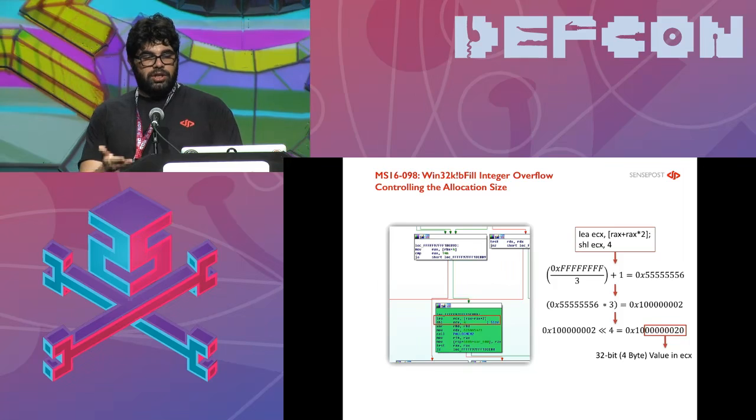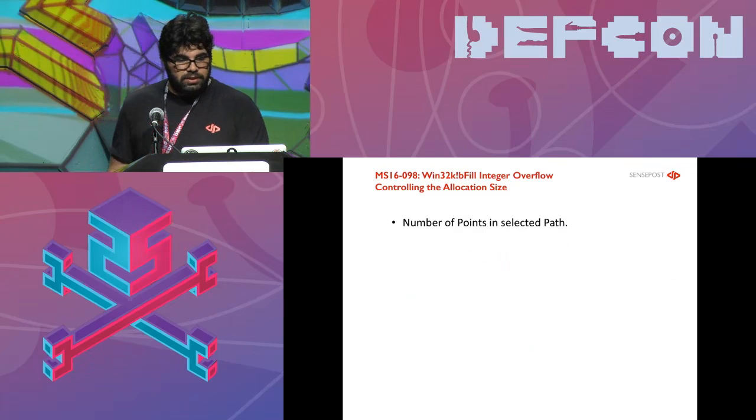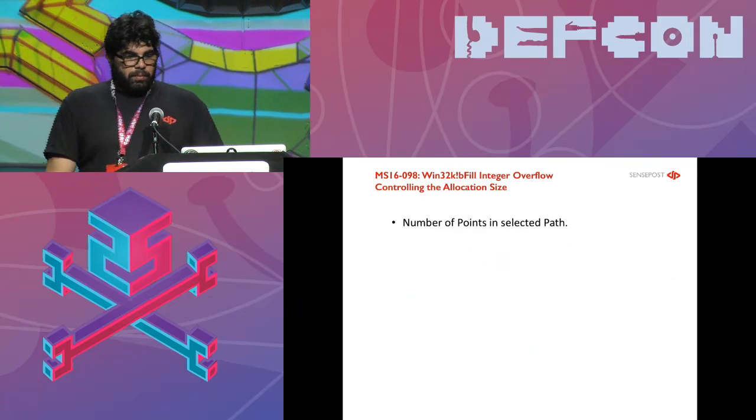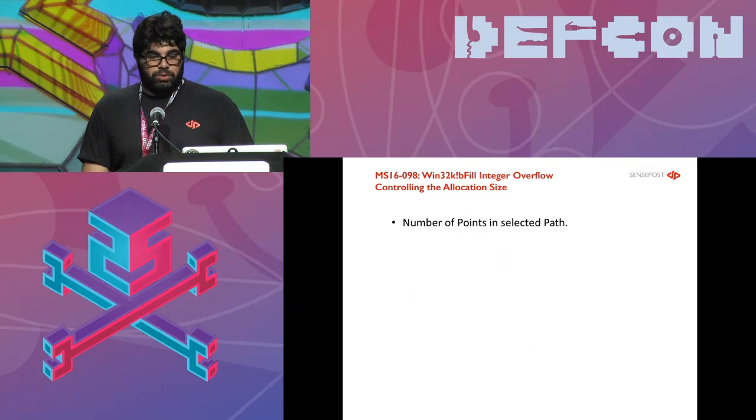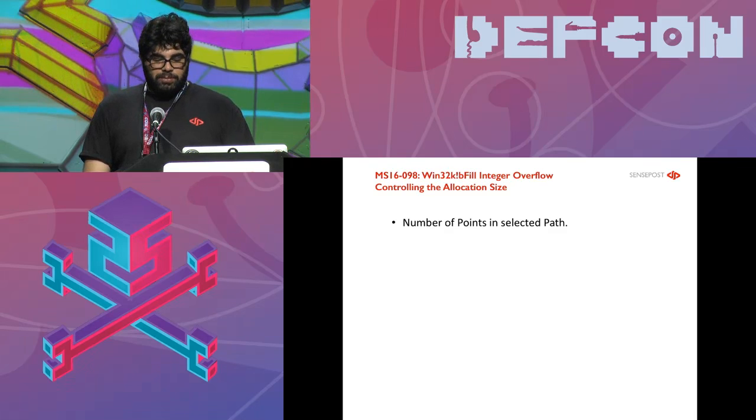Now, how can we actually control this allocation size? Well, I found a blog post by Nicholas Economo, which was great. It was for MS16-039, and the vulnerable function looks to be exactly copy-pasted from the current function I was analyzing. And he pointed out that the number of points in a given path is what actually controls this allocation value.